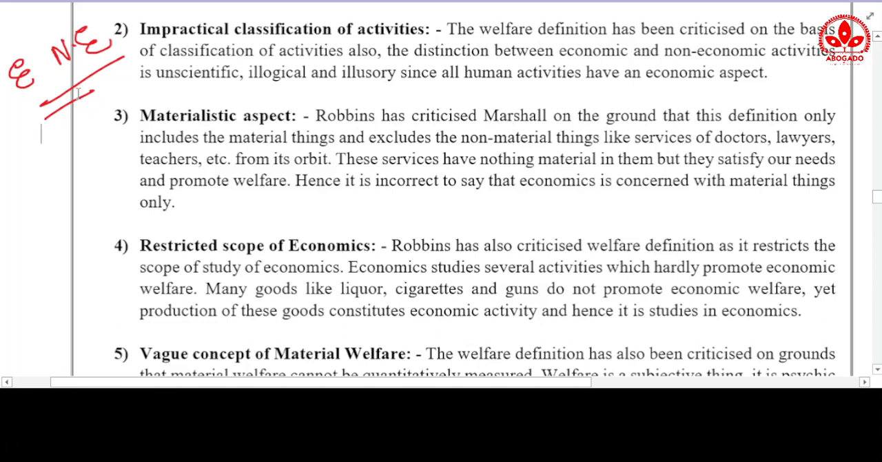Therefore, if we regard economics as the study of the economic portion of life, then a very big question remains unanswered, that what is basically this economic portion. So bifurcating economic and non-economic things is not appropriate. So this is a major drawback of the welfare definition.